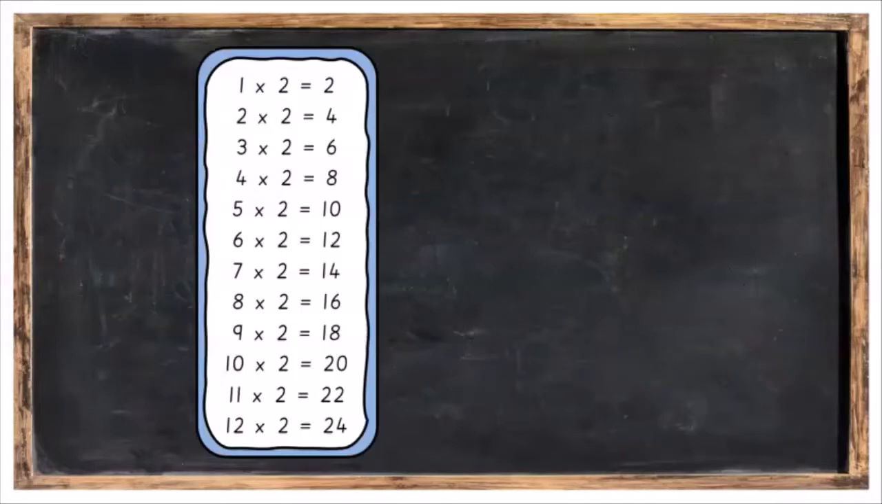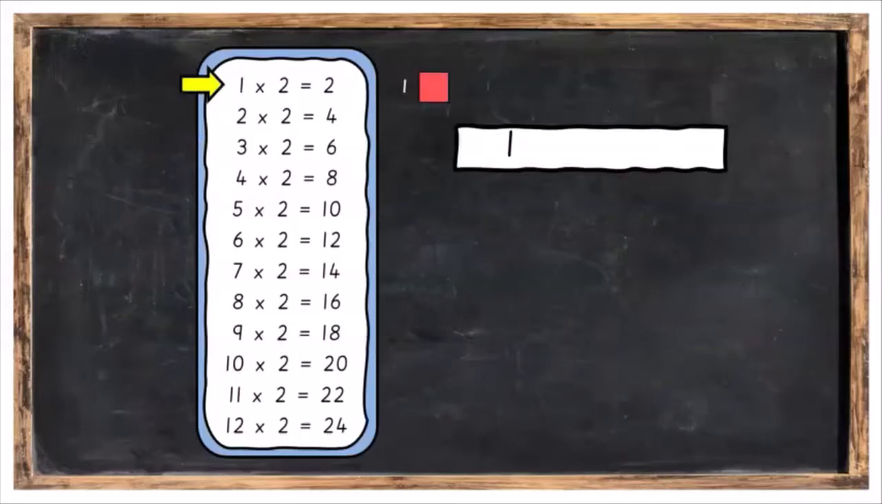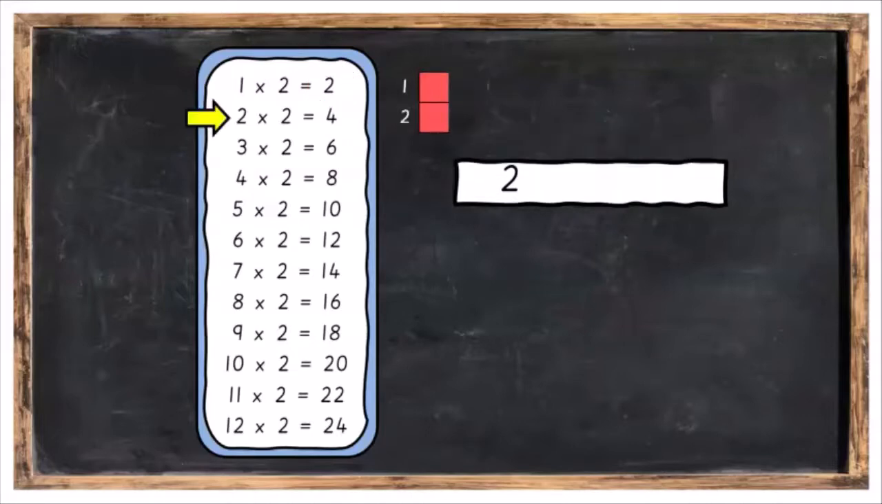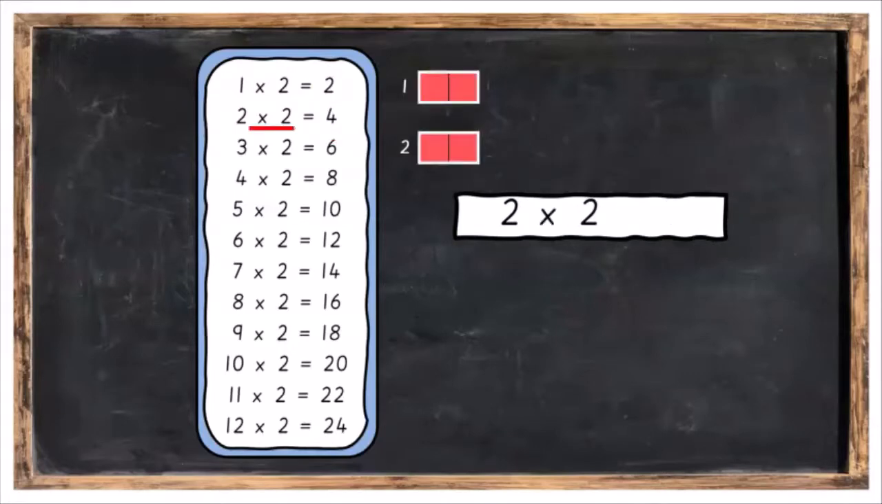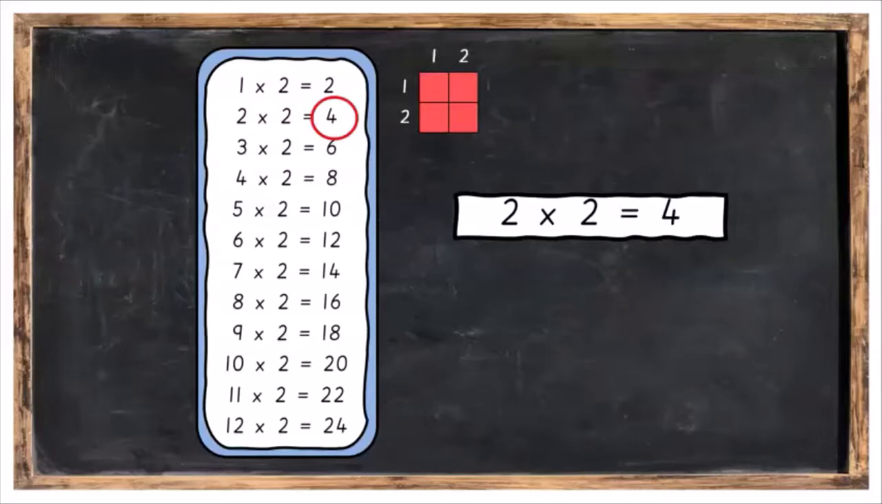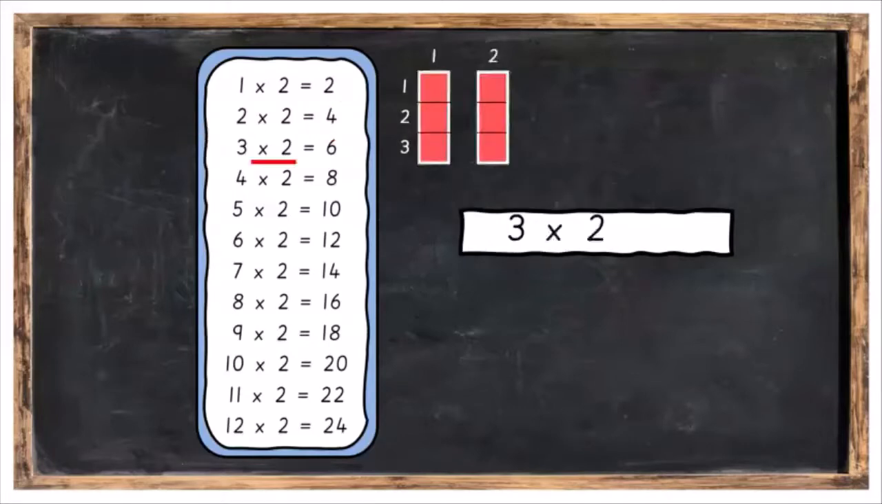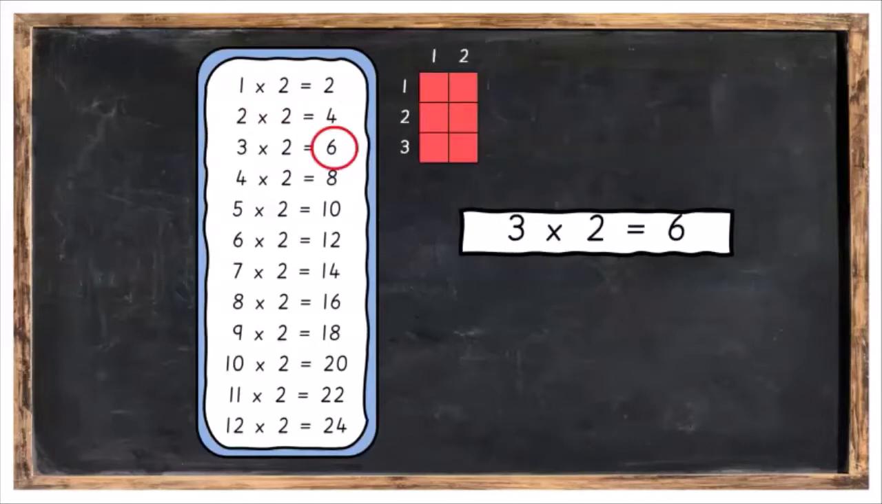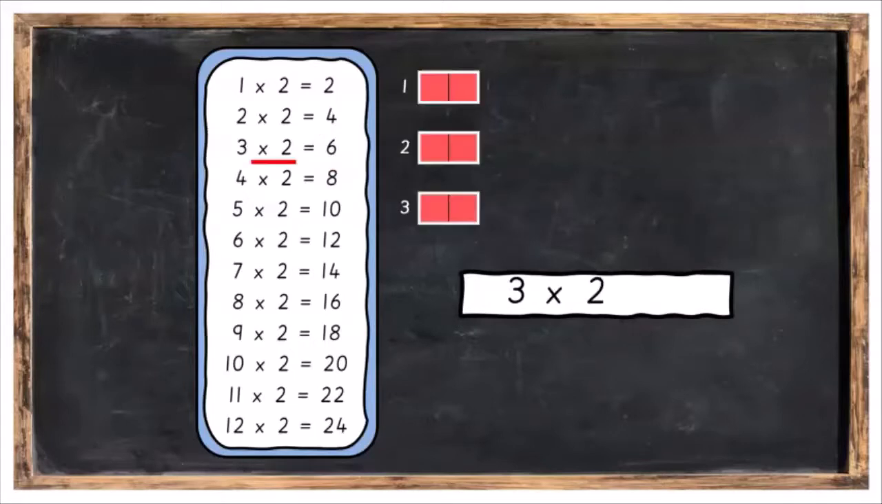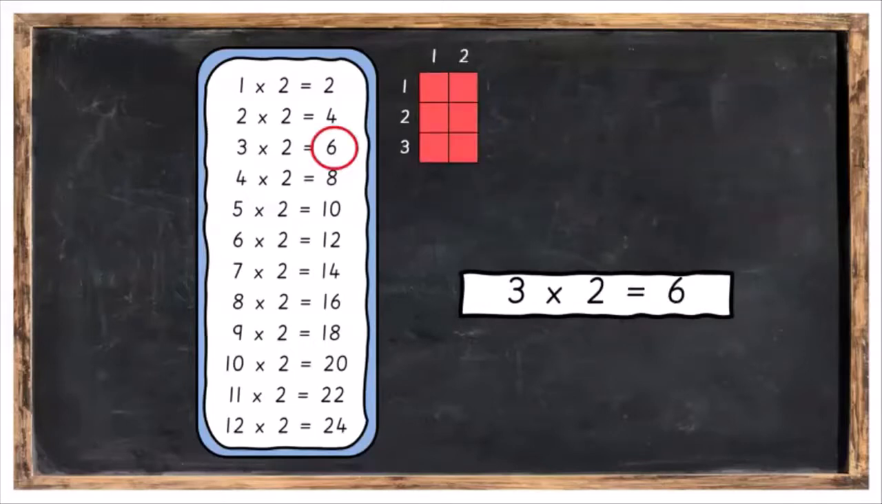Okay, so here we go. We'll start with 1 times 2 is equal to 2. Or 1 2 is 2. 2 times 2 is 4. Or 2 2's are 4. 3 times 2 is 6. Or 3 2's are 6.